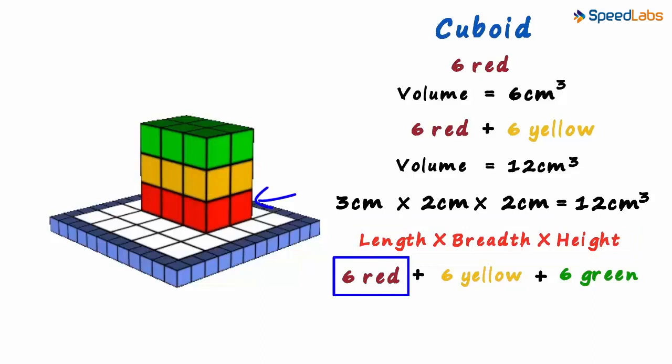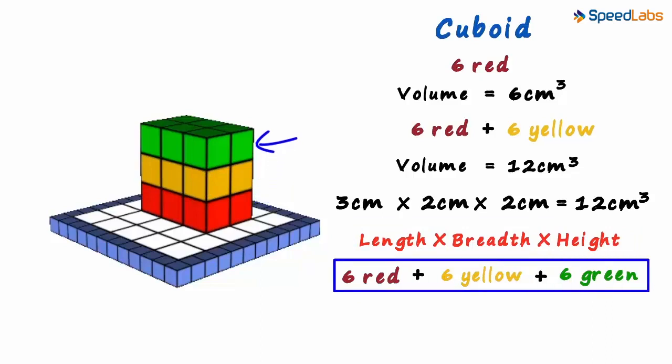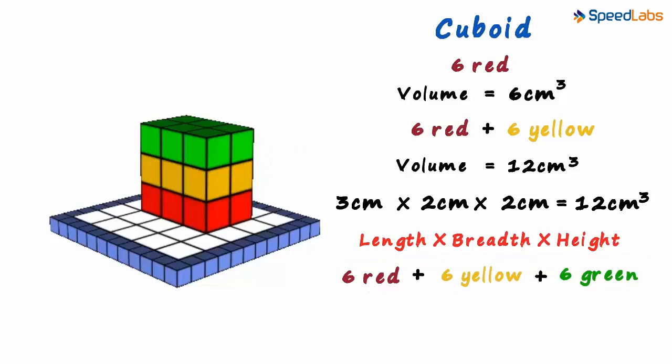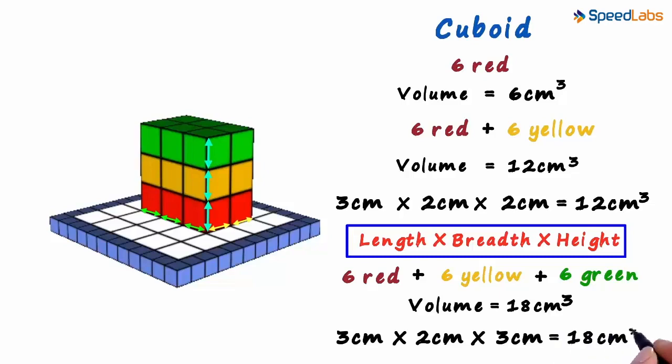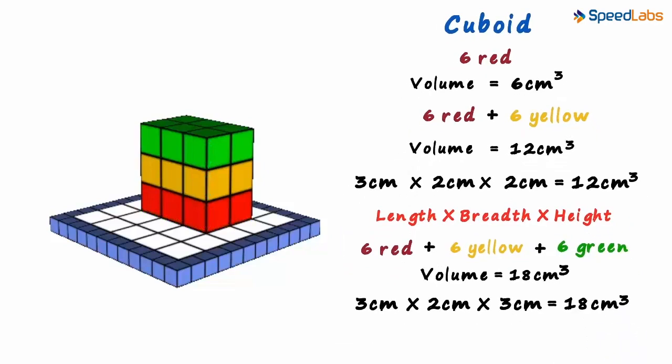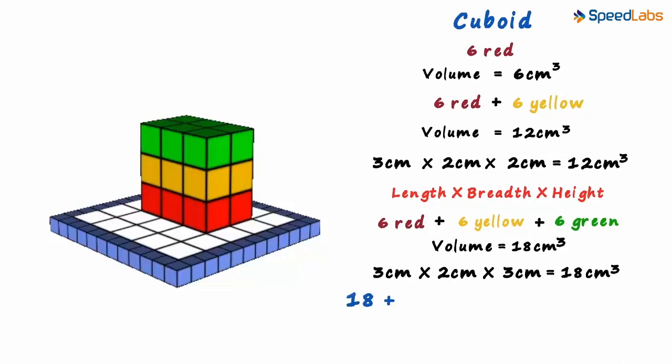It has 6 red, 6 yellow, and 6 green. 18 cubes in all, each of 1 cubic centimeter. Because there are 18 cubes of 1 cubic centimeter, the volume will be 18 cubic centimeters. Now let's see if the formula works. Area of the base is 3 centimeters multiplied by 2 centimeters and the height is 3 centimeters. 3 centimeters multiplied by 2 centimeters multiplied by 3 centimeters also gives us 18 cubic centimeters. The formula works fine.